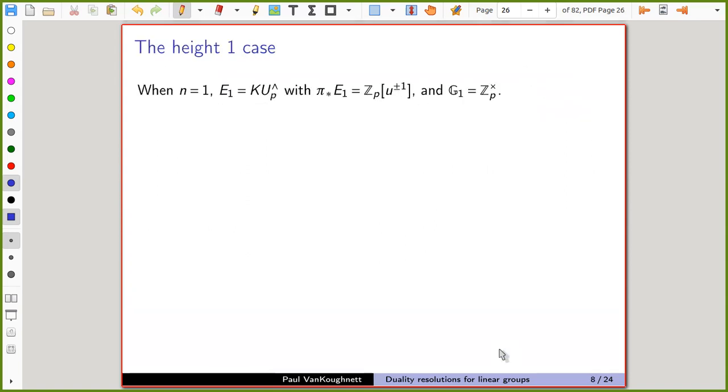Okay, so let me talk about a few examples of these Morava stabilizer groups acting on Morava E-theory. When n equals 1, E1 is the p-completion of KU. So the homotopy groups of this, this is what that formula for the homotopy groups translates into, and this u corresponds to the thing in KU that represents Bott periodicity. The Morava stabilizer group is Zp cross. And this is acting on p-complete KU via some version of the Adams operations.